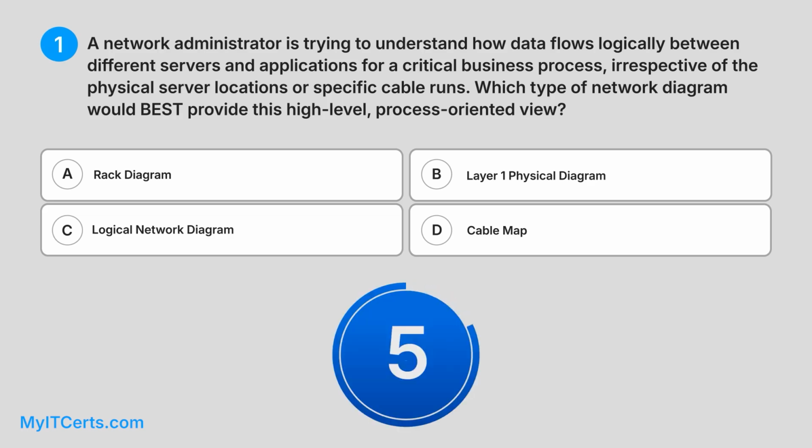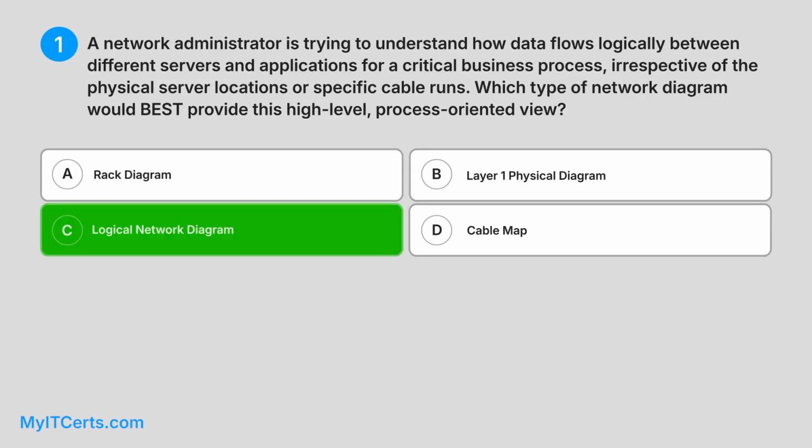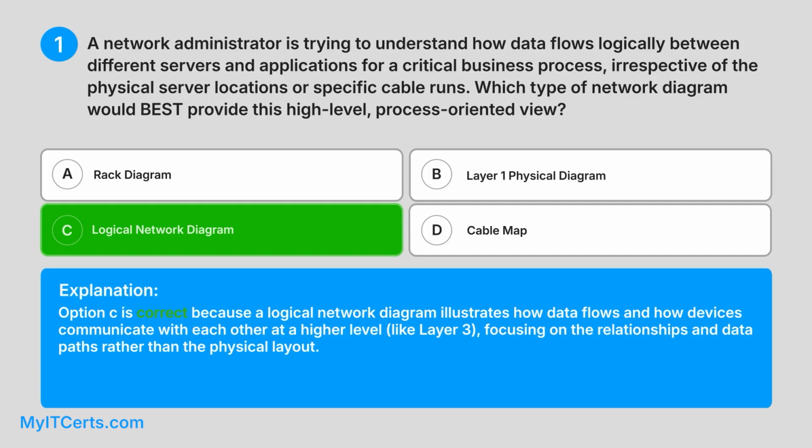What do you think is the answer? Correct answer, C. Logical network diagram. Explanation. Option C is correct because a logical network diagram illustrates how data flows and how devices communicate with each other at a higher level, like Layer 3, focusing on the relationships and data paths rather than the physical layout.